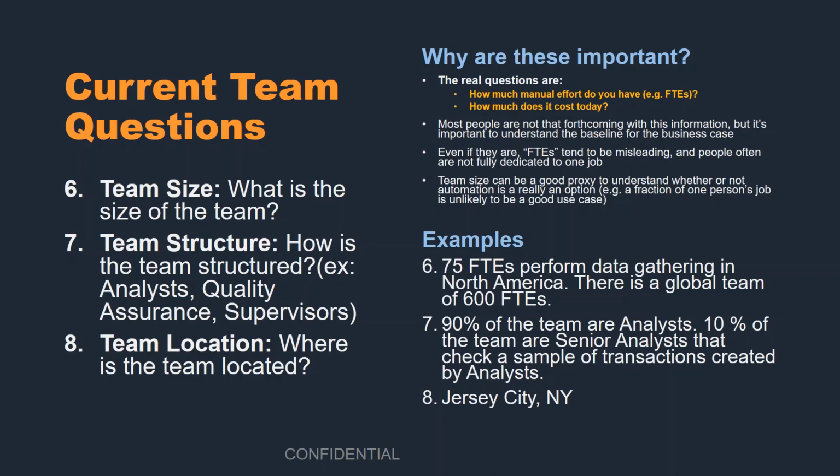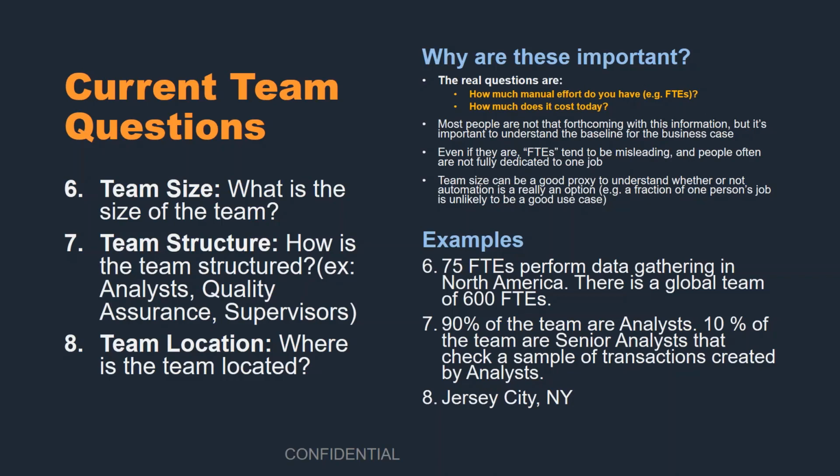And anytime I've asked those direct questions, I usually don't get the answers that I would like. It just doesn't usually go down the clean path of getting answers to those questions. Usually there's ways to back into it, which is why these are the three questions I typically ask: what's the size of the team? How is the team structured as far as analysts and quality assurance and supervisors? And where's the team located? Just to get a rough idea of where these folks exist. Later on, we have some questions around volume and time, and that's usually where we put these two together to get to those effort level estimates.